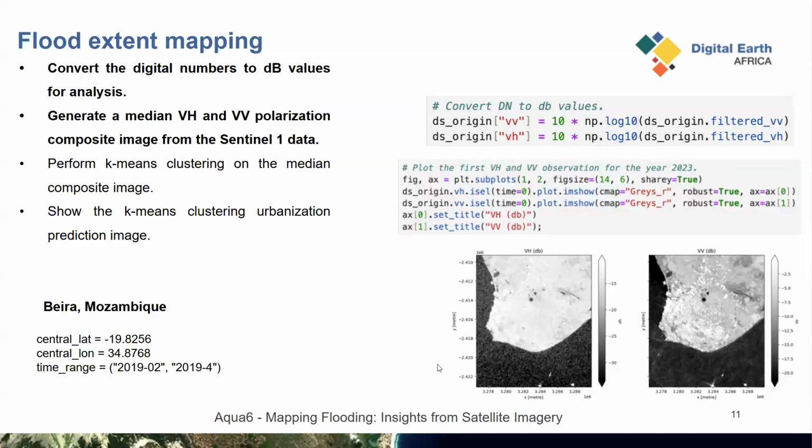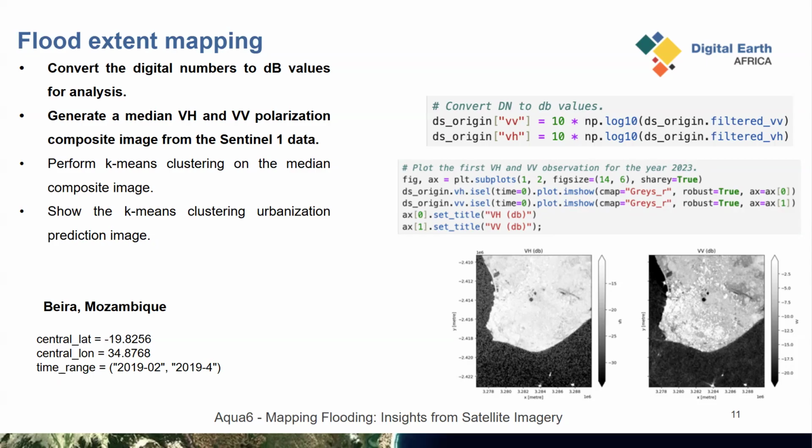For generating our median VH and VV polarization composite image from the data, we had to create a median composite of this. So what does VV mean and what does VH mean? VV typically means that there's a vertical transmission as well as vertical receive. And then VH means there's a vertical transmit but horizontal receive. Therefore, with VV the radar signal is sent and received in vertical polarization, whereas VH allows the signal to be sent in a vertical and received in a horizontal polarization.